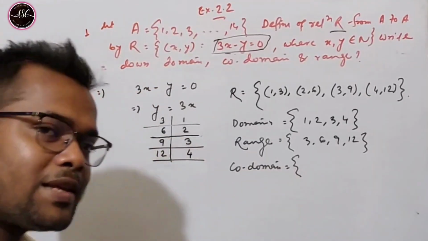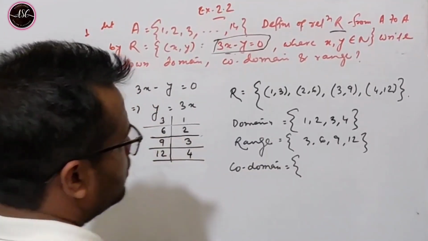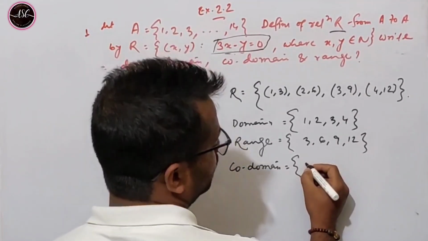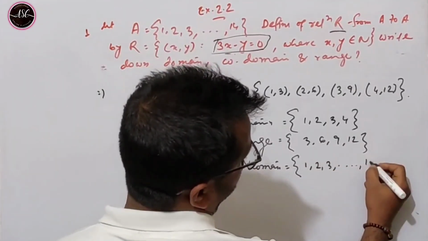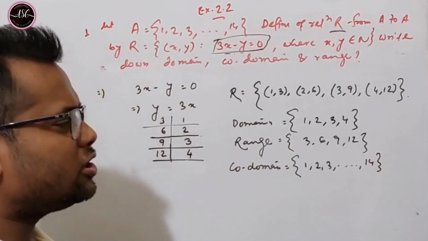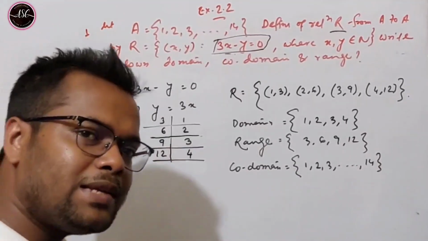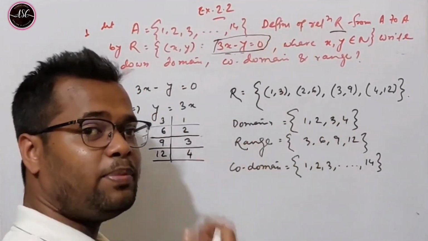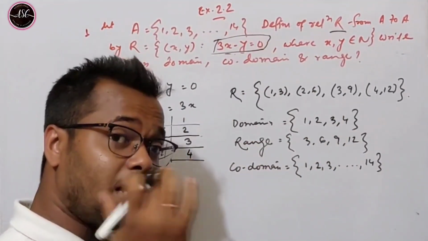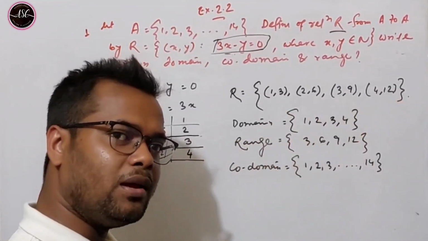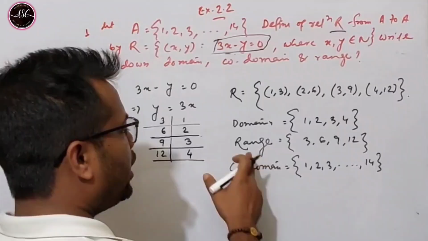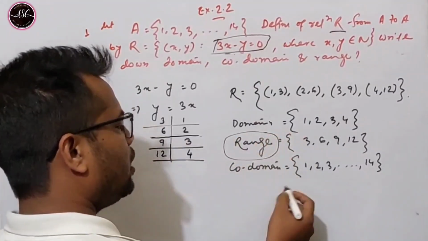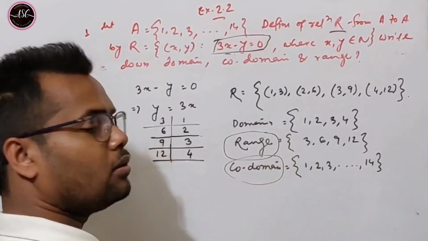Codomain will be the set 1, 2, 3 up to 14. Why? Because we have previously seen that for the set B, there is a relation from A to B. Here the relation is A to A. All the members, where we can get this range from, form the codomain.